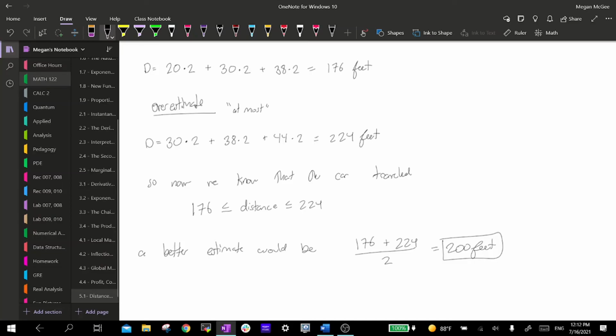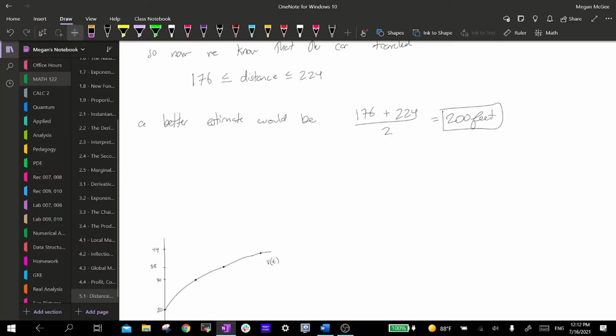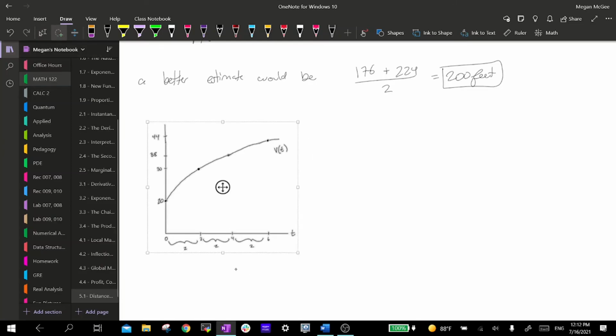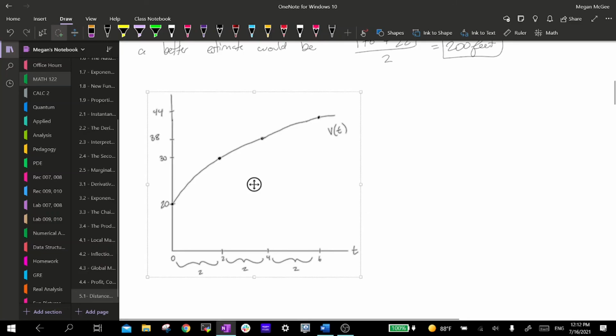Alright, so now I want to look at that graph. I want that graph to come back up. There it is. Alright, let's make it a little bigger. So this is a graph of all of our data points. The horizontal axis is our time in seconds, and our vertical axis is our rate. Okay? And so this is a graph of the velocity function. And you can see here that I've labeled all of our time intervals of 2 seconds.